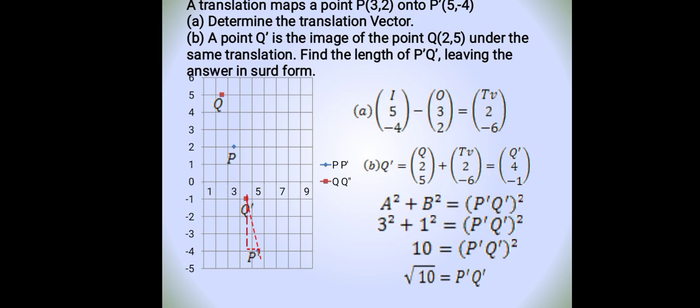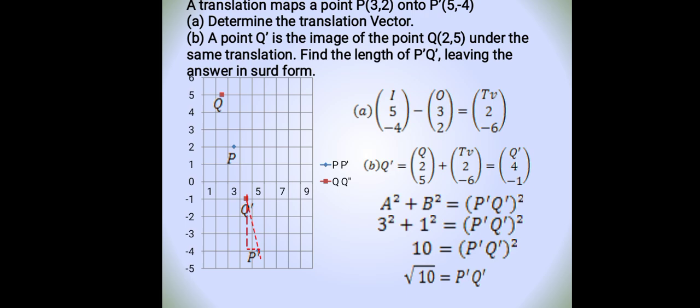Now a translation maps point P, that is (3, 2), to point P prime, that is (5, -4). Determine the translation vector. B, a point Q prime is the image of the point Q (2, 5) under the same translation vector. Find the length of P prime Q prime, leaving the answer in surd form.